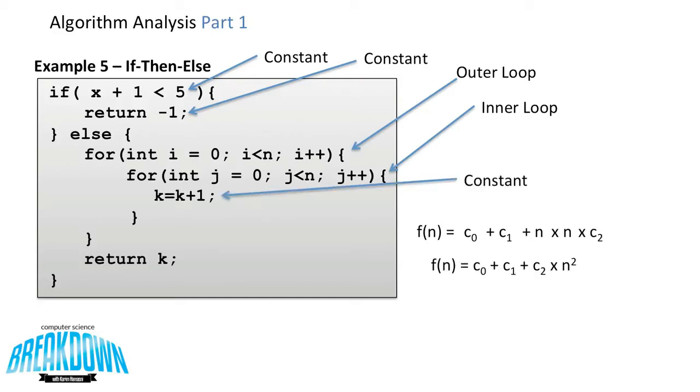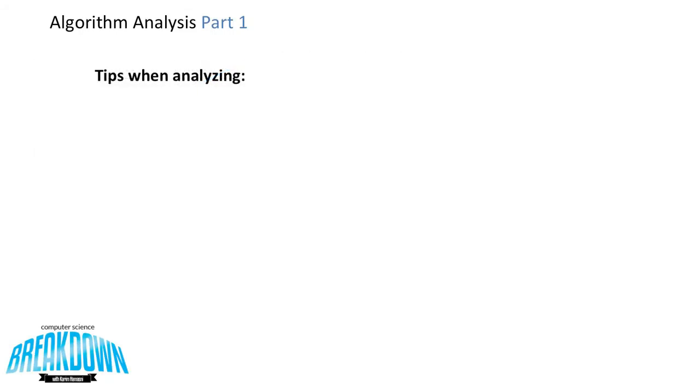Simplified, the function now looks like this: C0 plus C1 plus C2 times n squared. N squared is the higher order term here, so our f of n has a big O of n squared. So those are just a few examples of how to analyze some simple algorithms.